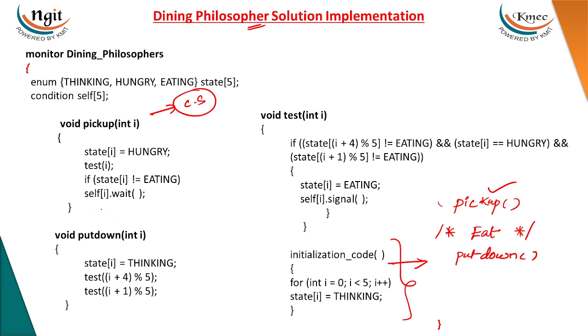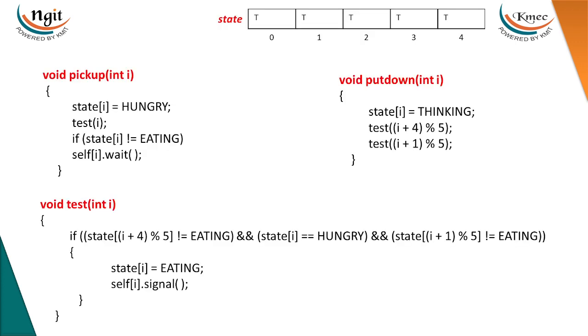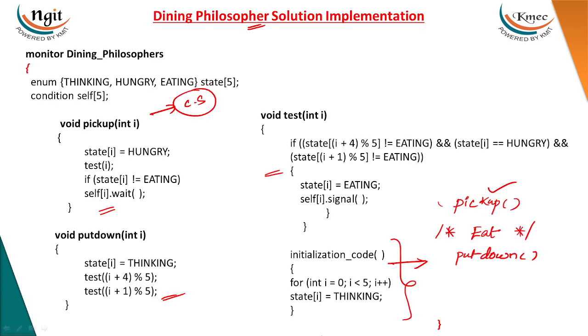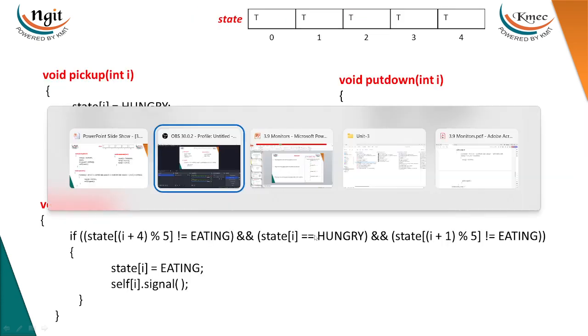So this is the code that is given here. Let's divide this into different parts. If I divide this into different parts, I have given state of i equal to thinking for all the philosophers.